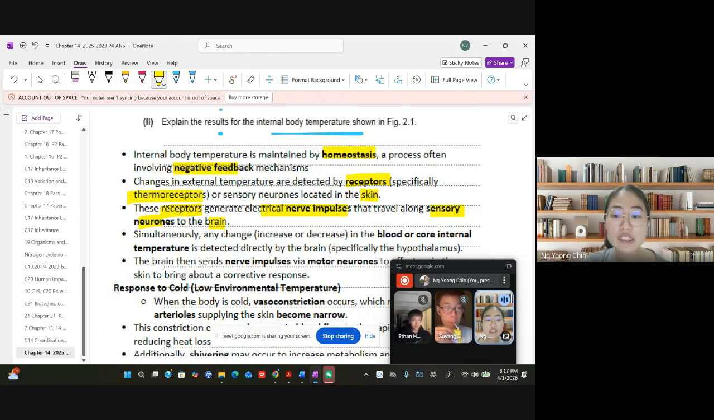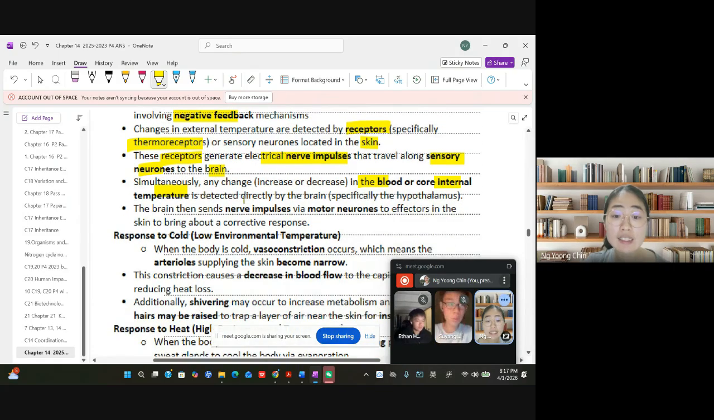So any change in the blood or internal temperature is detected by the brain. The brain is the central nervous system, the regulatory centre, so it decides what to do. Later the brain will send the nerve impulse by the motor neurons to the effectors in the skin to bring out the response.